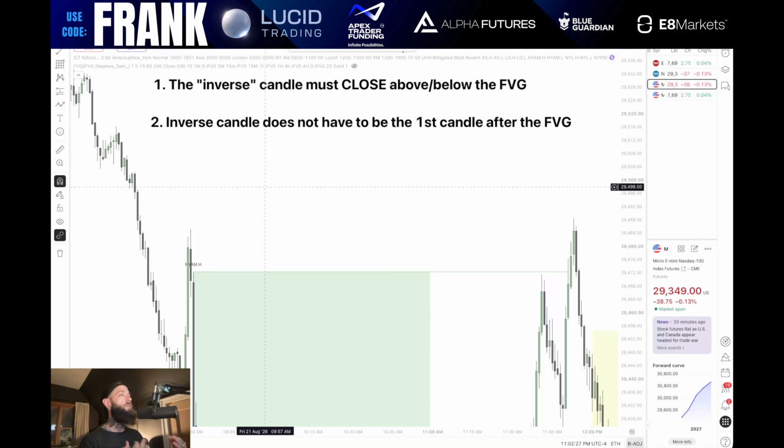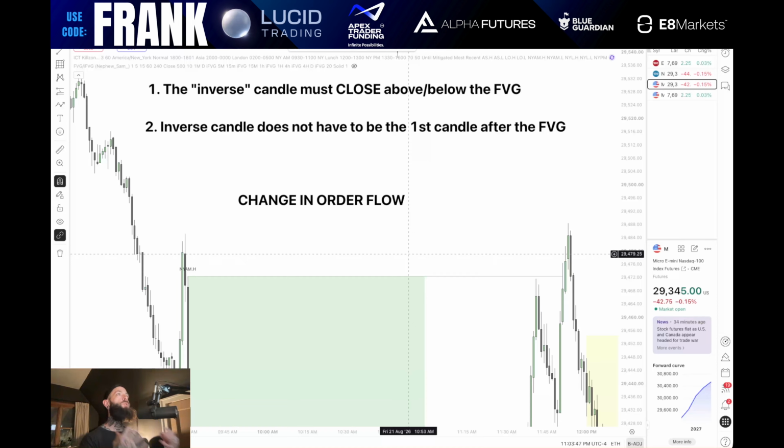Now, before we get into the chart examples, I like to classify inverse fair value gaps in basically two categories. The first one is going to be a change in order flow. And I'm going to apply this specific category mainly to the higher time frames, such as the 15-minute, the 1 hour, the 4 hour, anything above that.